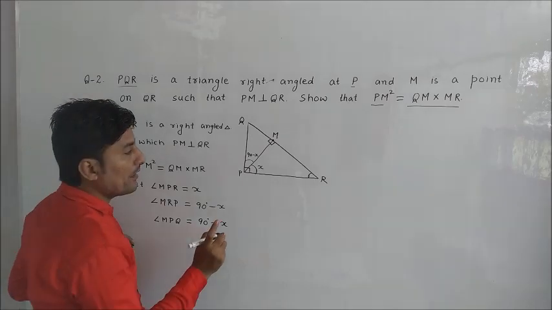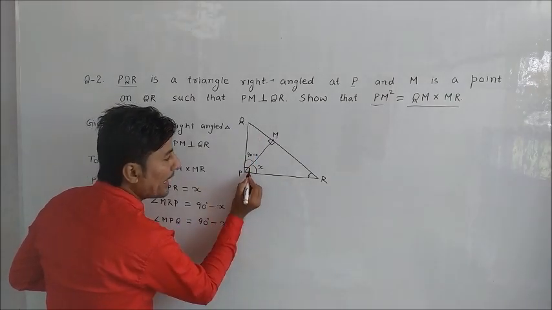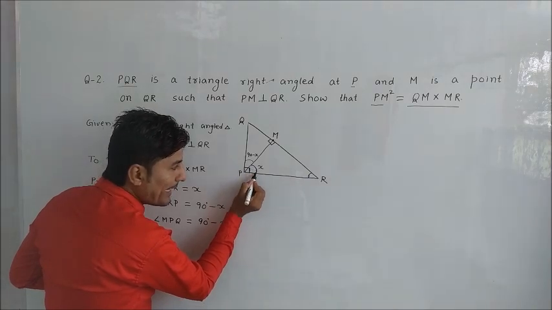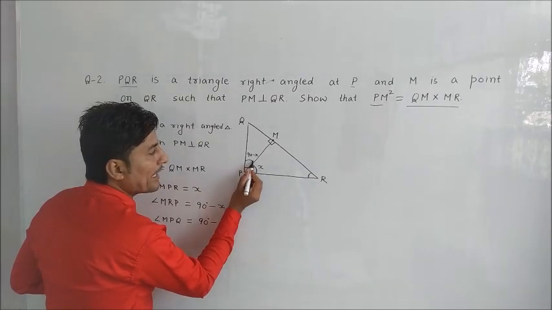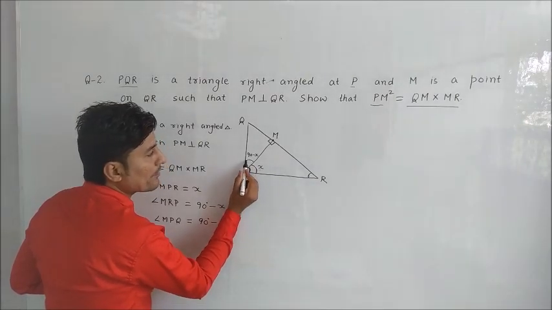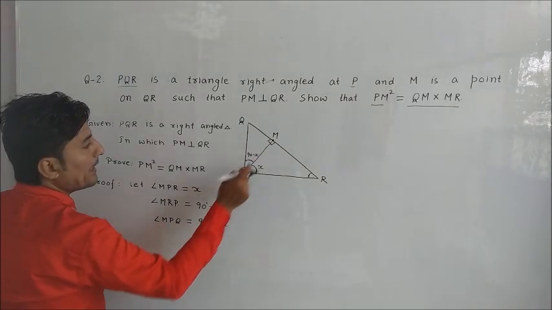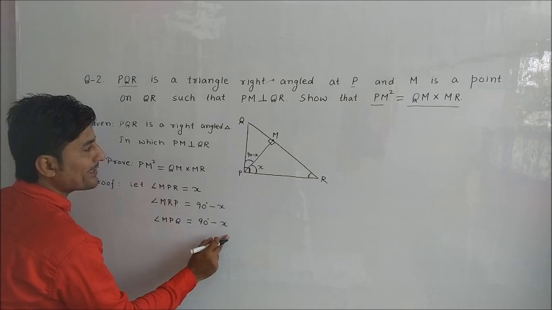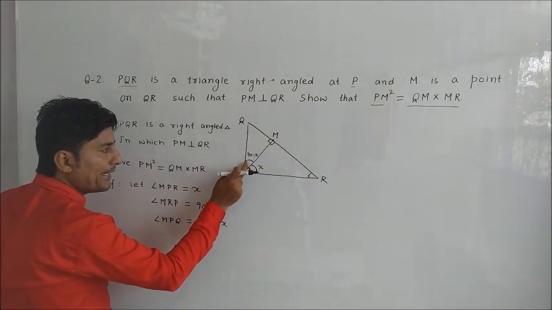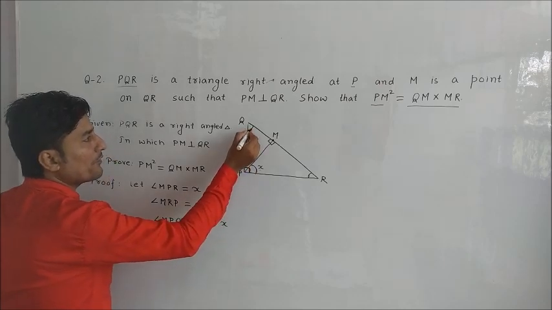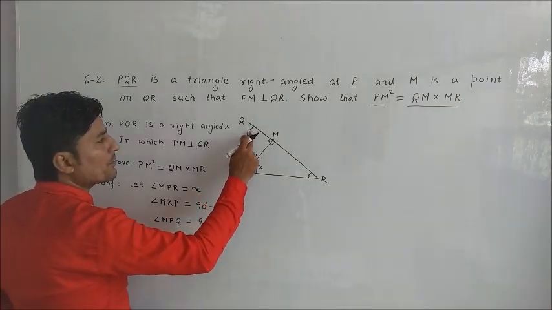Once again I can repeat this line. Since the measurement of angle QPR is given 90 degree and measurement of this angle is given X degree, this I have assumed, so the measurement of this angle will be equals to 90 degree minus X. So here I have written angle MPQ is equals to 90 degree minus X. Since measurement of this angle is 90, this is equals to 90 minus X. So the measurement of this angle will be equals to x. How the measurement of this angle will be equals to x?